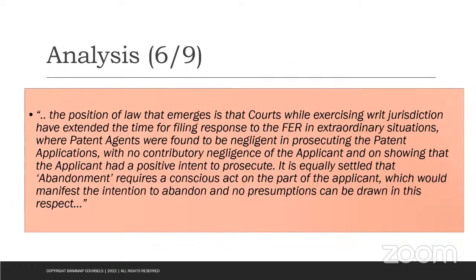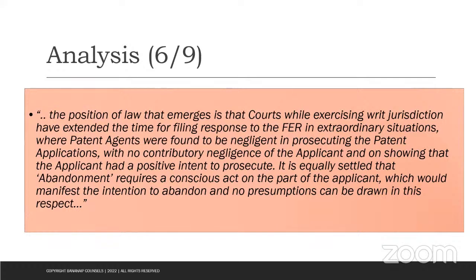The court observed that while exercising writ jurisdiction, the courts have extended the time for filing response to FER in extraordinary situations where patent agents were found to be negligent in prosecuting the patent applications with no contributory negligence of the applicant, and on showing that the applicant had a positive intent to prosecute. The court also observes that abandonment requires a conscious act on the part of the applicant, which would manifest the intention to abandon, and no presumptions can be drawn in this respect.